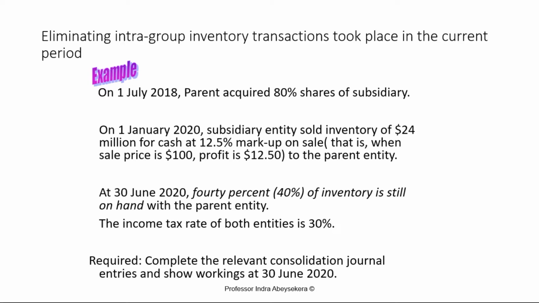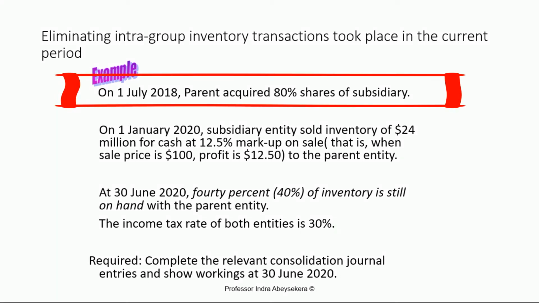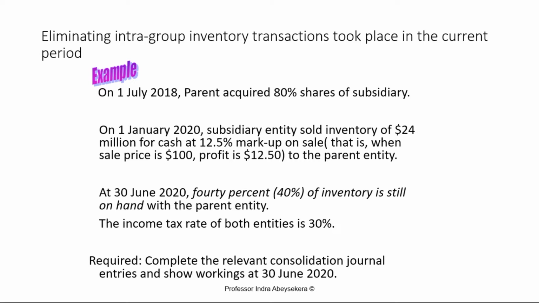On 1st of July 2018, the parent acquired 80% of ownership in the subsidiary. The proportion of ownership of the parent in the subsidiary has no relevance to the intra-group transaction eliminations. When it comes to inventory and non-current assets, intra-group transactions are eliminated in full regardless of the proportion of ownership of the parent in the subsidiary.